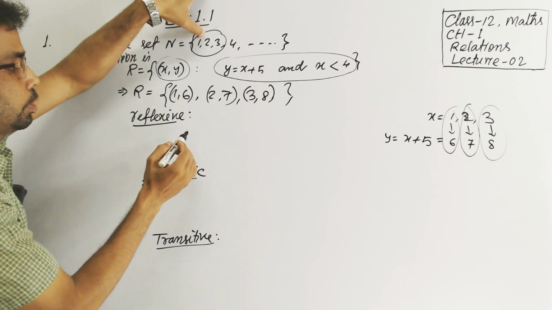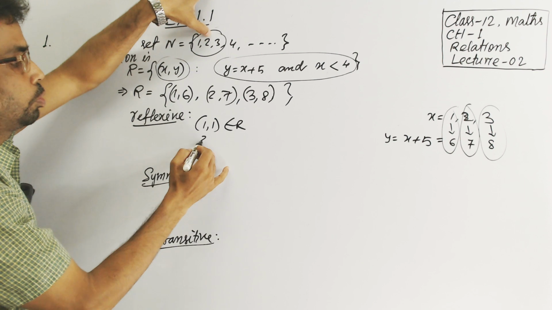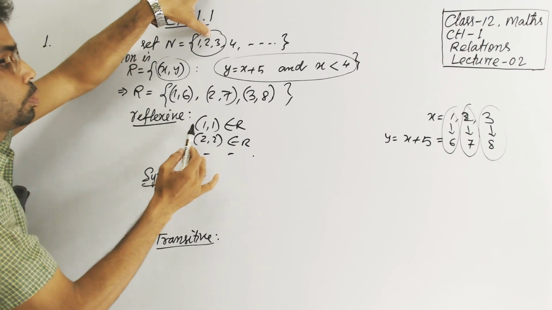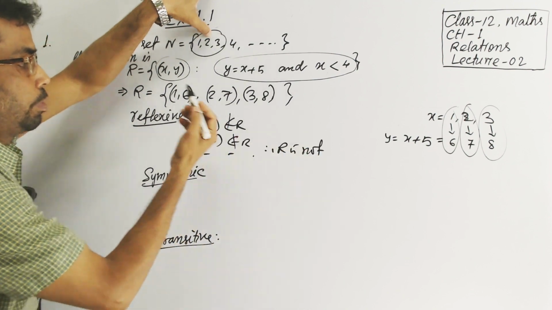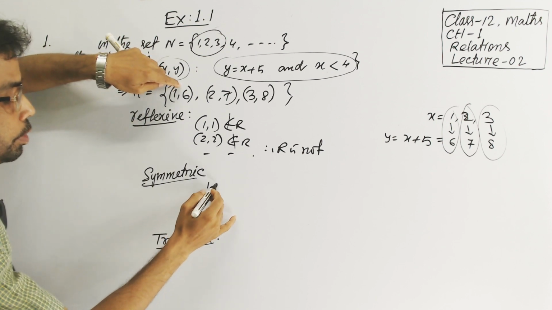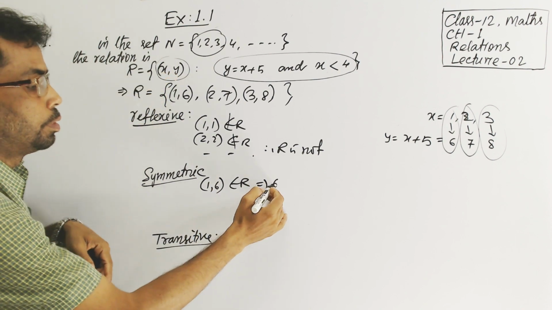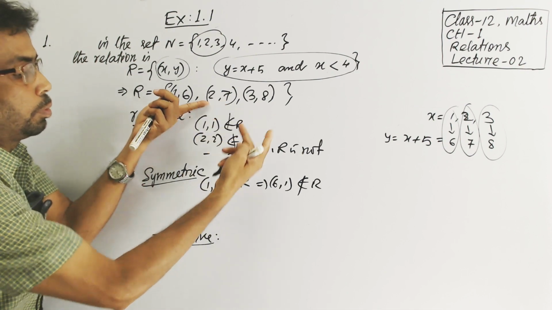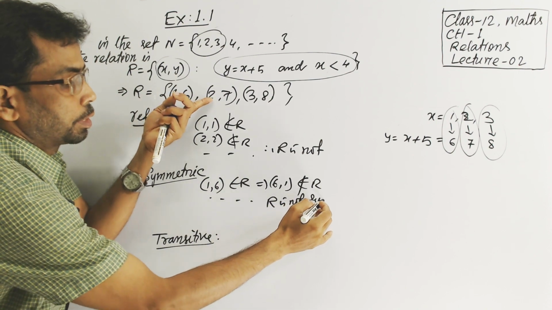For reflexive, we know the pair of identical elements must be there: for 1, (1, 1) must be there in the relation, for 2, (2, 2) must be there in the relation, etc. But we can see (1, 1) is not there in the relation, (2, 2) also is not there in the relation, so the relation R is not reflexive. For symmetric, we can explain with this (1, 6). (1, 6) is there in the relation, but reversing the order, that means (6, 1), is not there in the relation. Similarly, for (2, 7), (7, 2) also is not there in the relation, and therefore the relation R is also not symmetric.